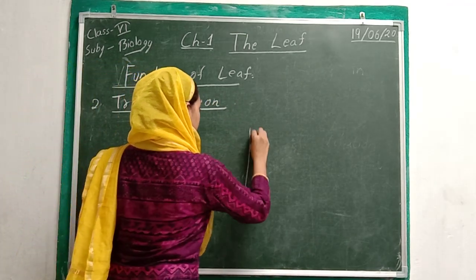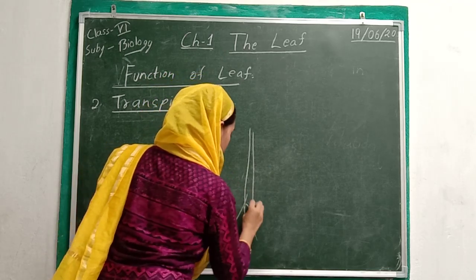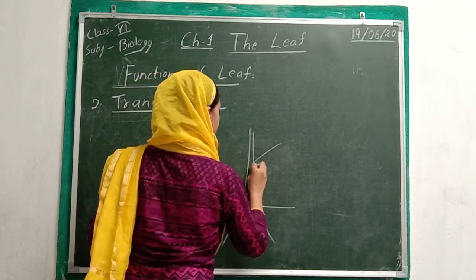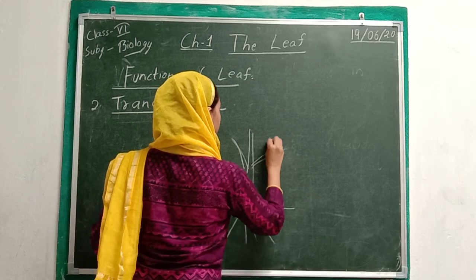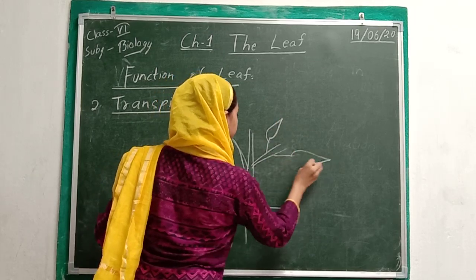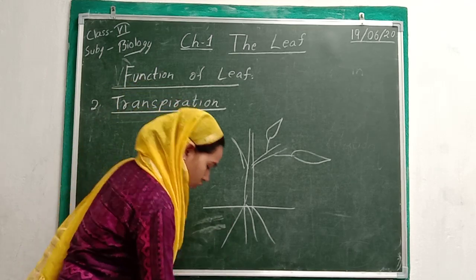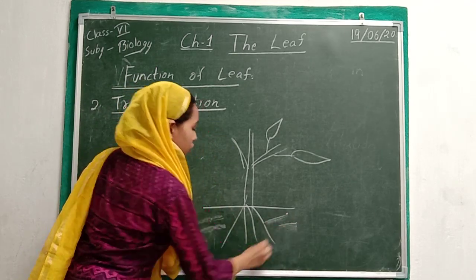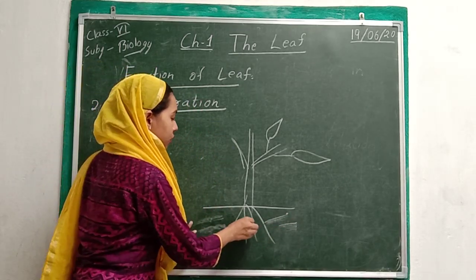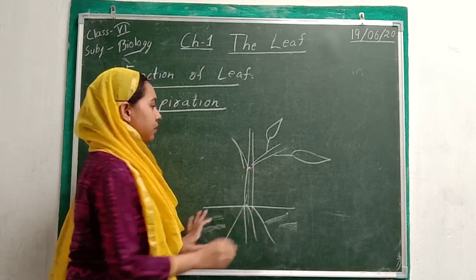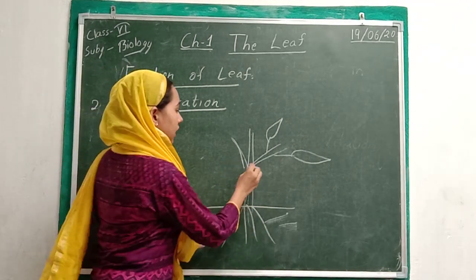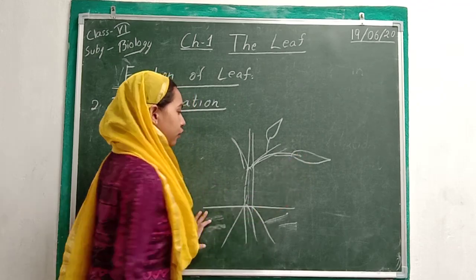Now, in a plant, we have roots, we have stems or branches, and from this you can see the leaves are there. What happens is that there is water in the soil, okay? So what the root does is that it keeps on absorbing water. And after absorbing water, it sends it to the leaf so that it can use it for making food.